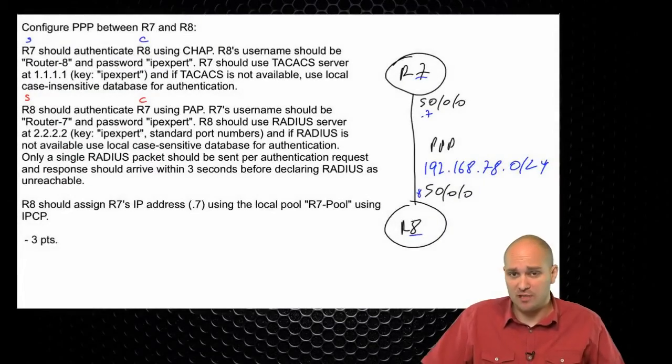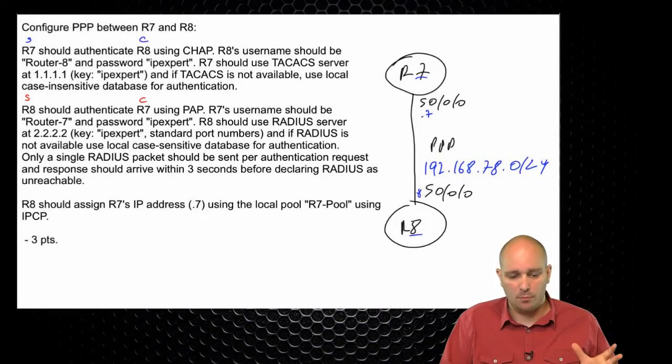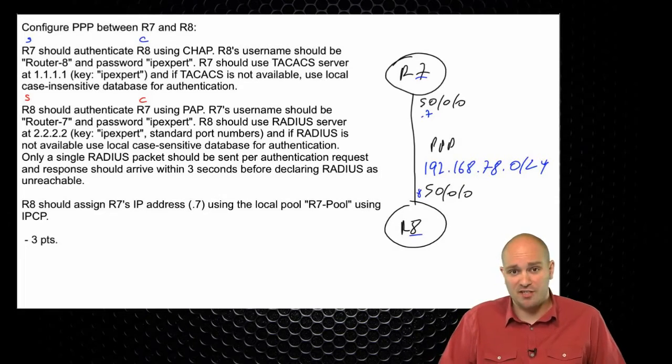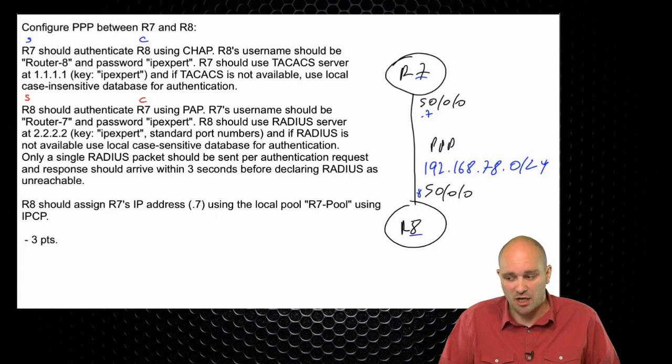So the next step, obviously, that we have to do is configure the AAA configuration. It doesn't matter where we start, but it strikes me that R7's configuration will be a little bit simpler, because the only thing that we have to do is define the TACACS server and we're pretty much done. So let's start with R7.